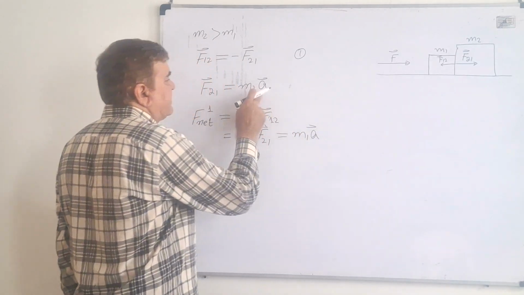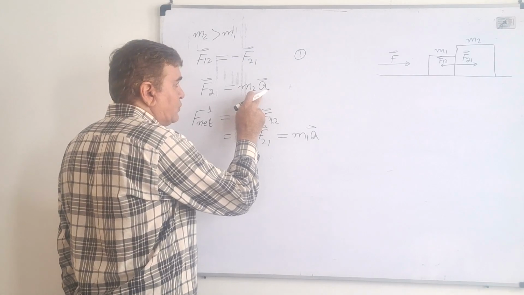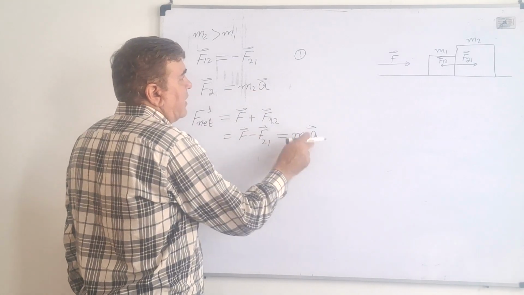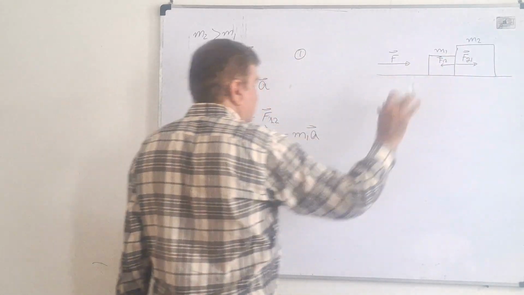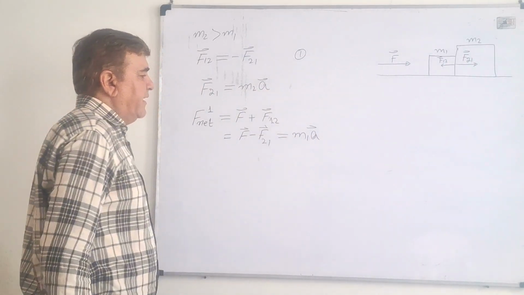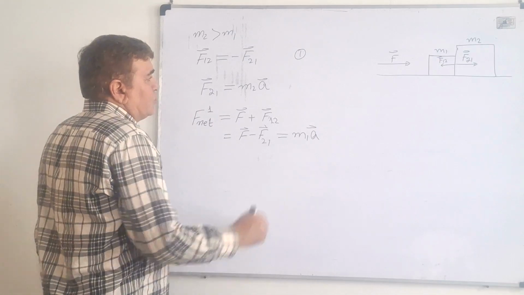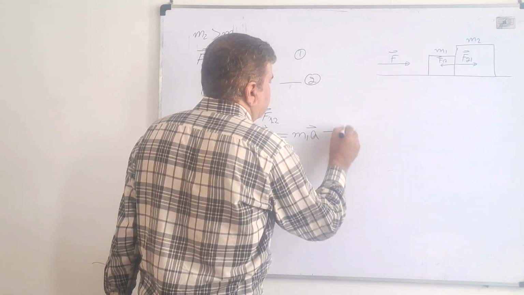I'm using the same acceleration as the acceleration of block 2 or mass m2, because we consider that during the motion the two blocks are constantly in contact with each other, so they must move with the same acceleration. So I call this equation 2 and this equation 3.